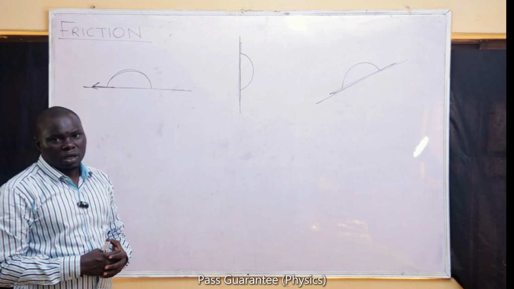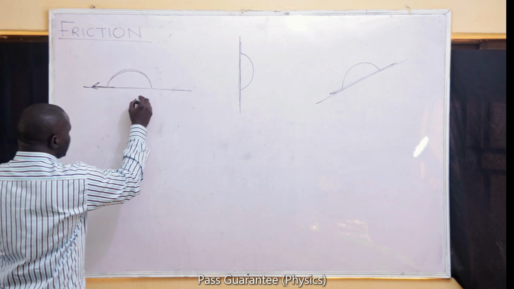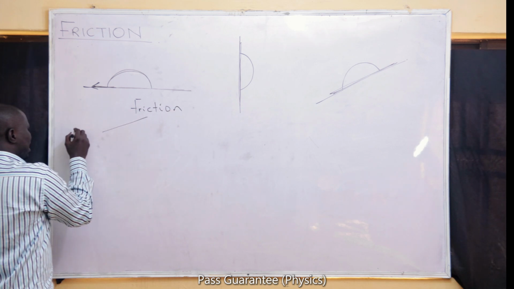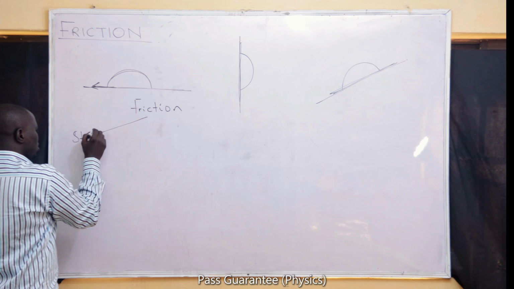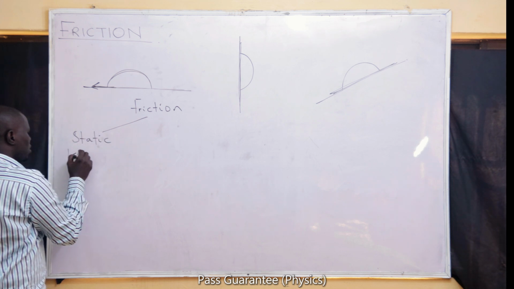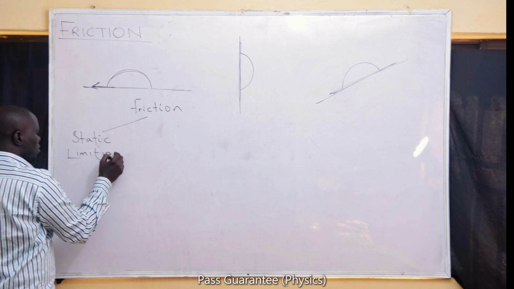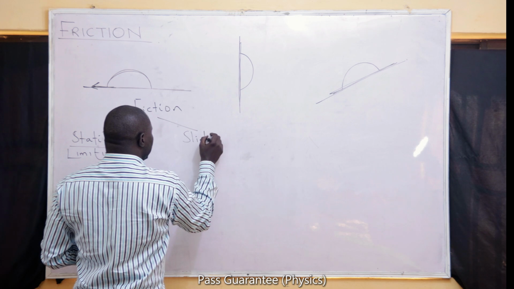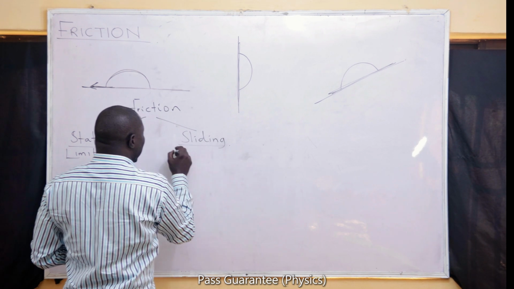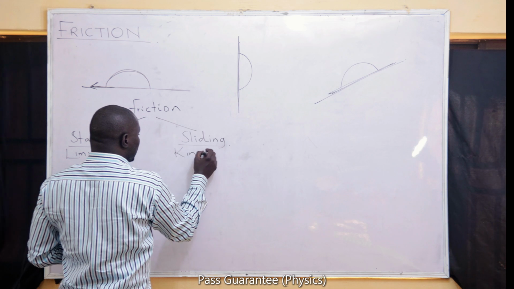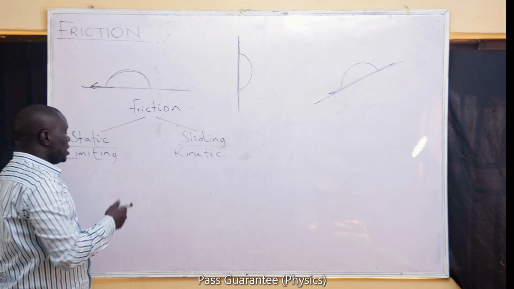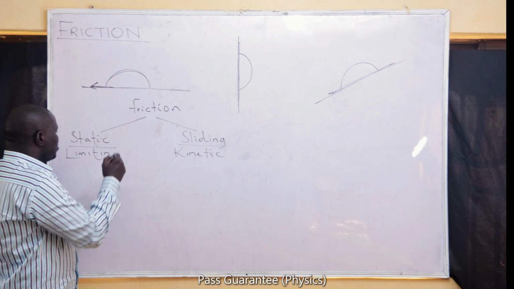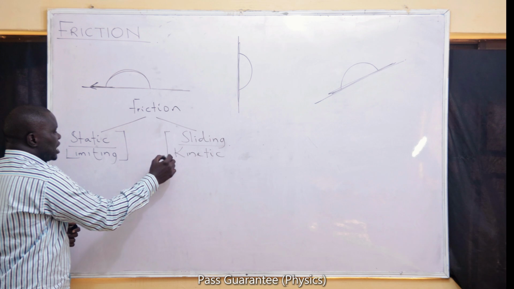There are two types of friction. Friction can be classified as either static friction. Static friction can also be known as limiting friction. Friction can also be sliding friction. Sliding friction can be taken to be kinetic friction. So friction can either be static, limiting, or sliding and kinetic. Now, what do we understand by static friction, and what do we understand by sliding friction?